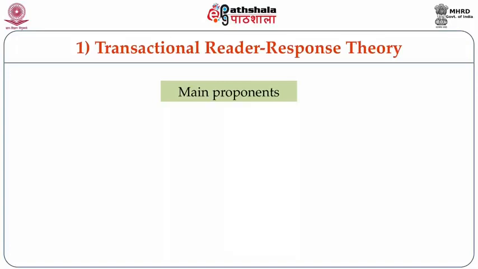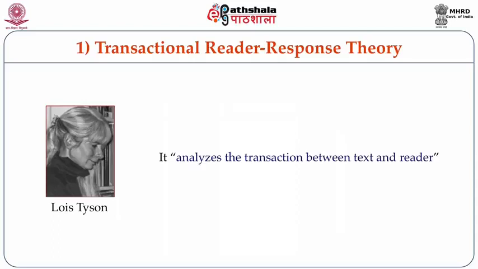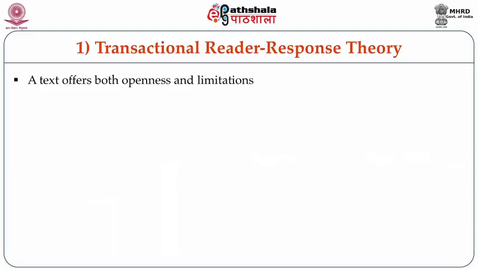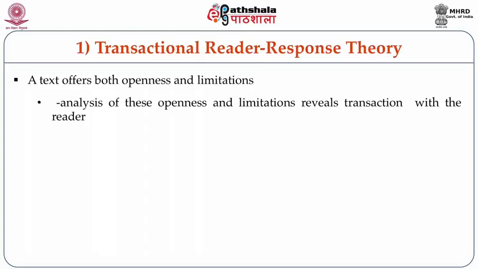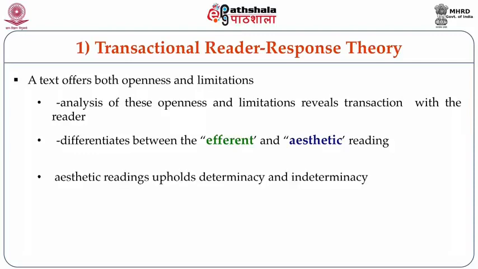Its main proponents are Louise Rosenblatt and Wolfgang Iser. As Tyson writes, this theory analyzes the transaction between text and the reader. Rosenblatt says a text offers both openness and limitations. Also, an analysis of this openness and limitations reveals transaction with the reader and differentiates between the efferent and aesthetic reading. And last but not least, aesthetic readings uphold determinacy and indeterminacy.